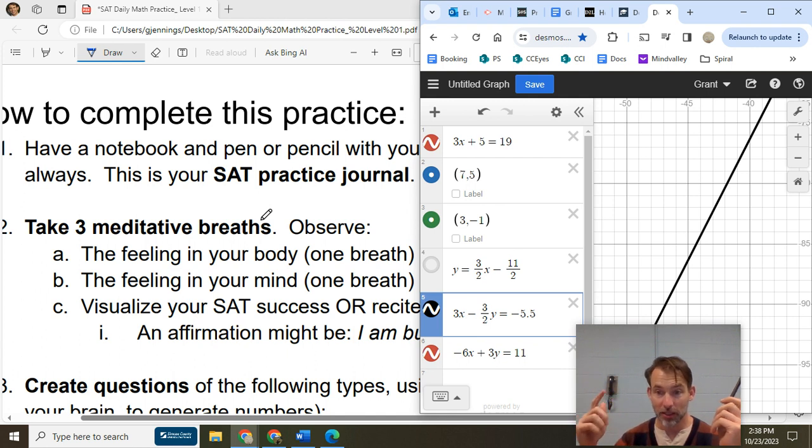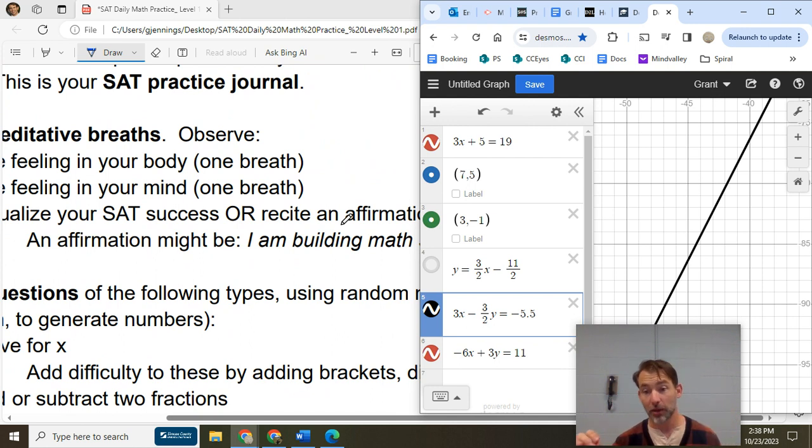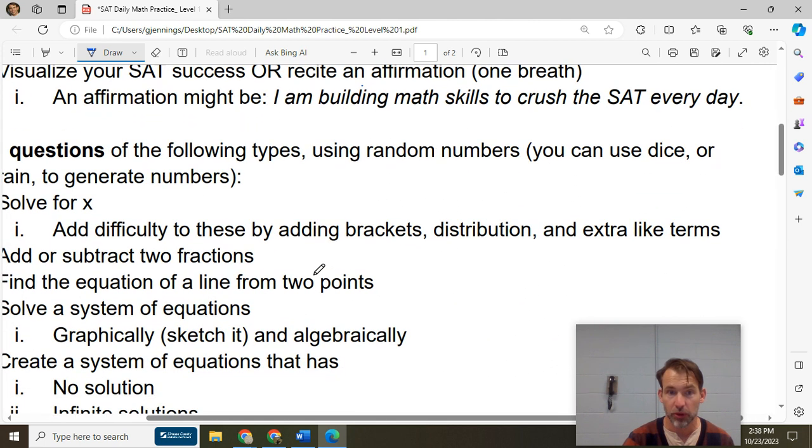My mind's a little busy about what I'm going to tell you next, but when I stop and observe it, it gets pretty quiet. I feel not anxious. I feel ready to perform. And then I want to visualize my SAT success or recite an affirmation. So I'm actually going to choose to visualize one of my students, it might be you, getting that letter that says 1530. Man, it feels really good for you to have gotten that 1530 on the SAT. I feel awesome right now, and I want you to feel awesome when you're practicing. So that's why I have you do this meditation before you practice every time.